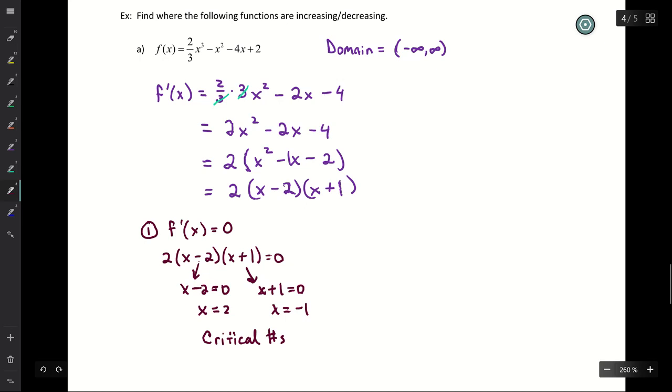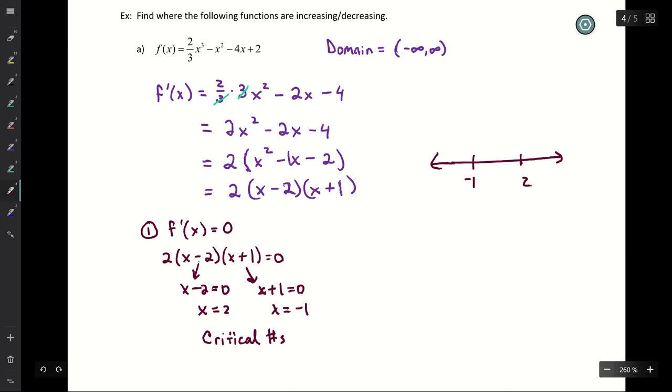All right, now what you do is you take those critical numbers and you place them on a number line. So on here, make sure when you're placing them on the number line, you put them in the order they come. So in other words, -1 is first, and then over here somewhere is 2. Only put the critical numbers.